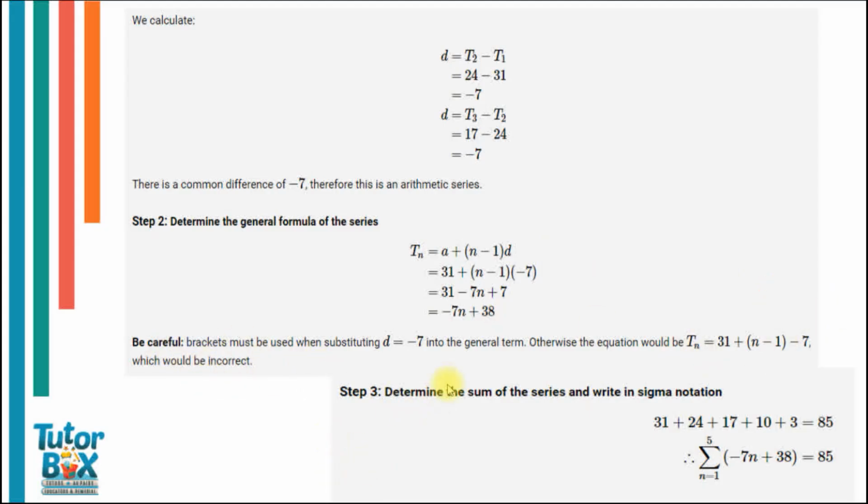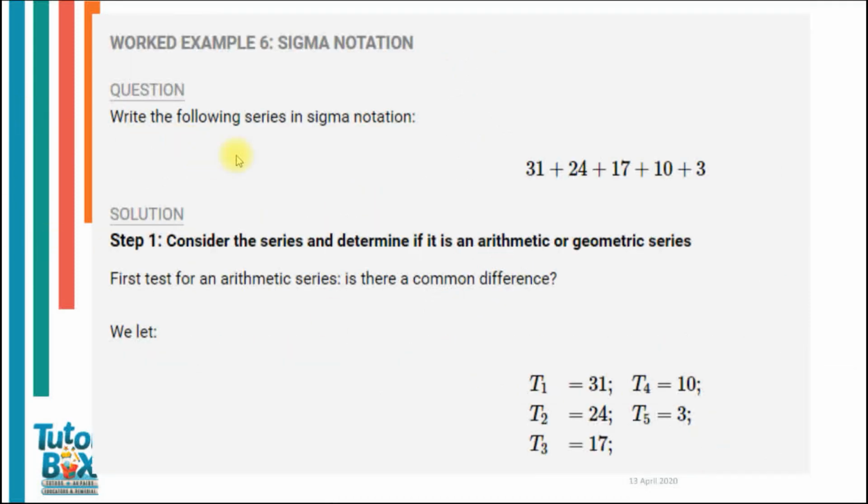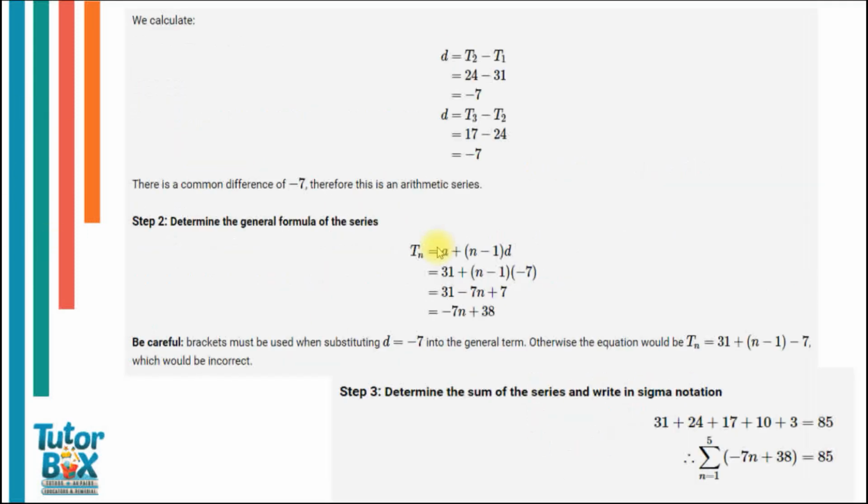And then step 3, because remember our question says write the following series in sigma notation. You determine the sum of the series and write in sigma notation. Let's first add these: 31 plus 24 plus 17 plus 10 plus 3. This will be equal to 85. This part here, guys, always has to be your formula or your general term. That's the part that you put here for your summation.